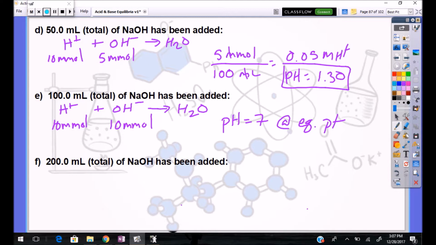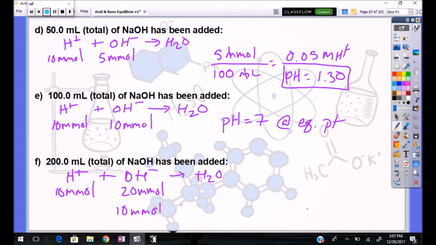All right, last one. H plus, OH minus, and then I got my H2O. Still got my 10 millimole. And this time, 200 times 0.1 means I'm at 20 millimole, which means I have 10 millimole in excess. My H plus is now my limiting reactant, right? Excess OH minus, which really means that if I do 10 millimoles of OH minus over my total volume, which is 250 milliliters.